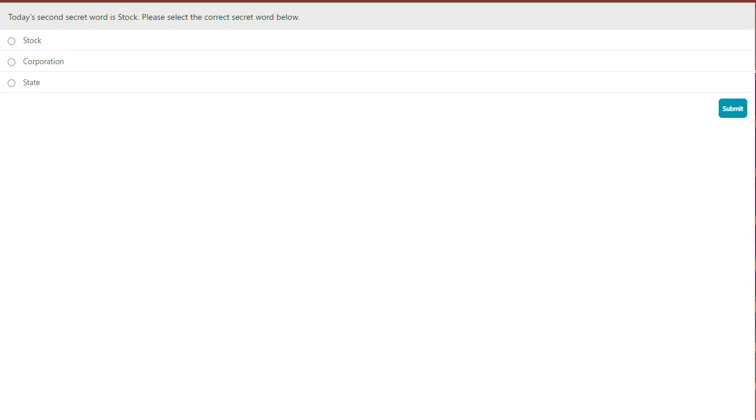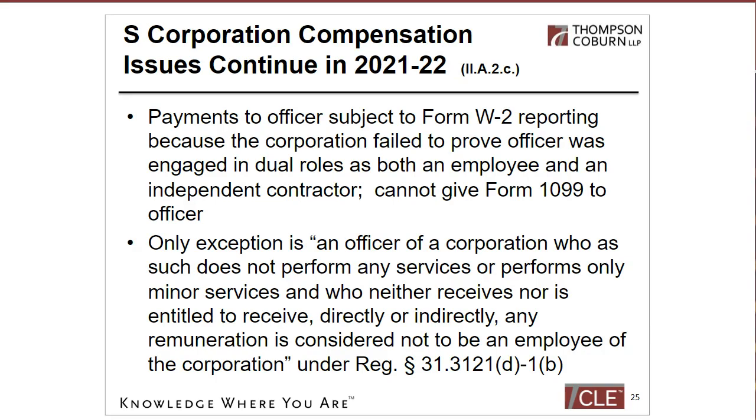Okay, let's move on and talk about S corporation compensation issues on slide 25. Payments to an officer subject to W-2 withholding reporting.